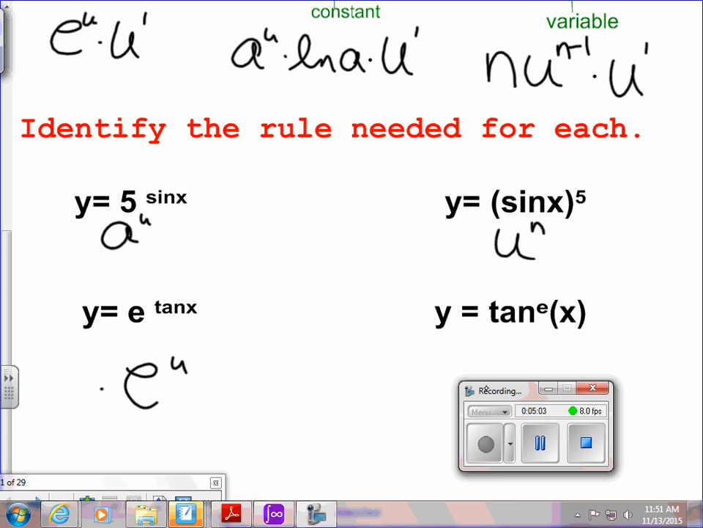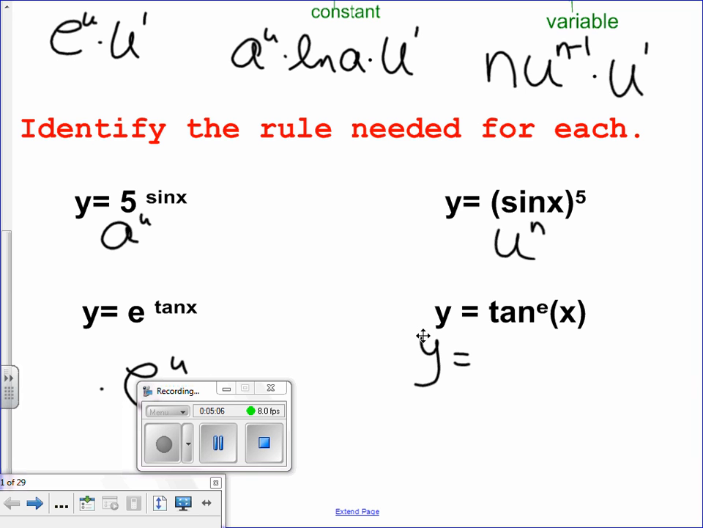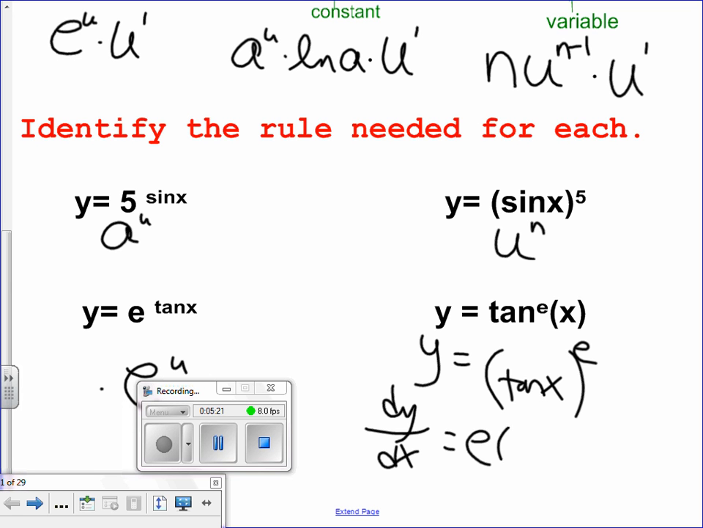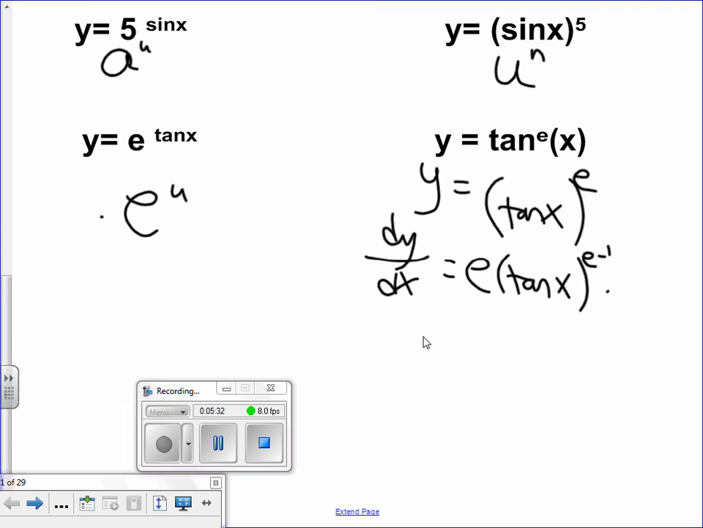Let's do this last one. How would you rewrite that? It's the tan of x to the e. So when you take the derivative, what's it going to be? E. Wait, what's the exponent? E minus 1. Times what? Secant squared x. Weird, huh? So you see the difference.